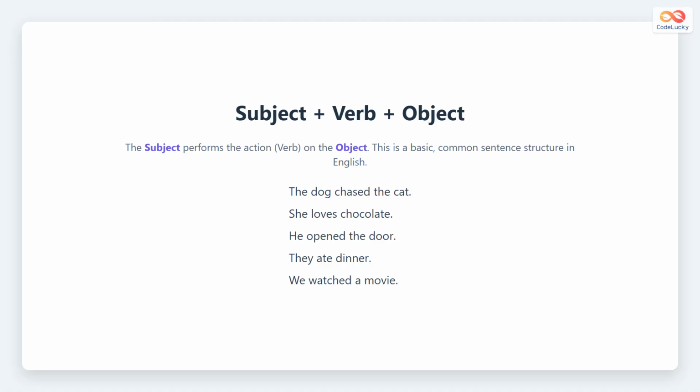The subject performs the action. The verb shows what action happens. The object receives the action. The dog chased the cat means the dog did the chasing and the cat received the action. She loves chocolate means she does the loving and chocolate receives it.